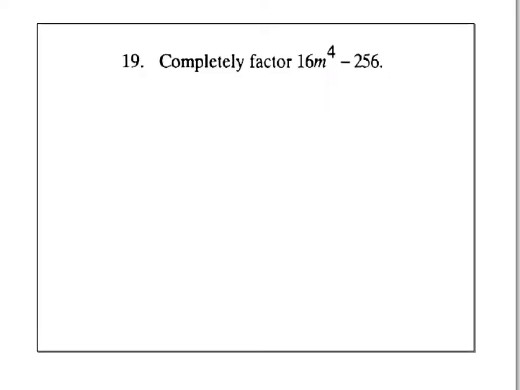Number 19, we have another completely factor one. This one's going to be a little bit different than what we've seen, but it's okay. We can work through it. First of all, we look for a GCF, and 16 and 256 are both divisible by 16. So I'm left with m to the 4th minus 16.